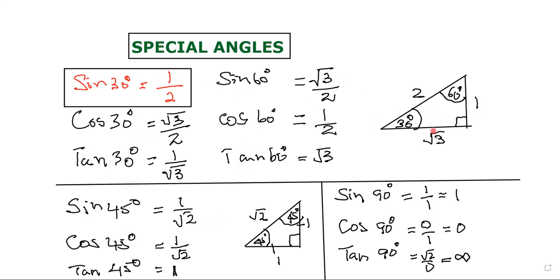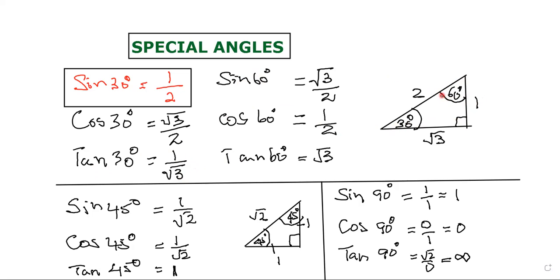According to Pythagoras theorem, we know this is root 3, the square root of 2 squared minus 1 squared. So sine 30 is 1 over 2. Then cos 30, cos means adjacent over hypotenuse. Adjacent is root 3, hypotenuse is 2. Tan 30 is opposite over adjacent, 1 over root 3.